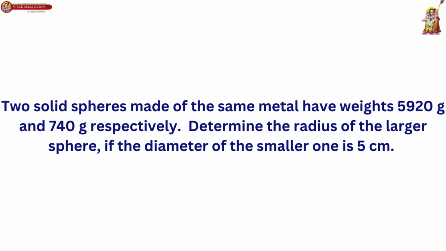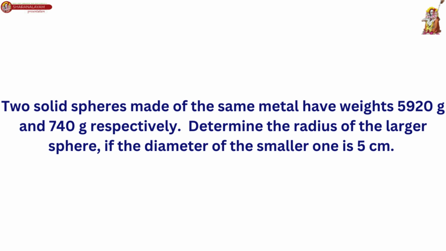Next question. Two solid spheres made of the same metal have weights 5,920 grams and 740 grams respectively. Determine the radius of the larger sphere if the diameter of the smaller one is 5 centimeters. Now, they are asking us to determine the radius of the larger sphere given the diameter of the smaller one.